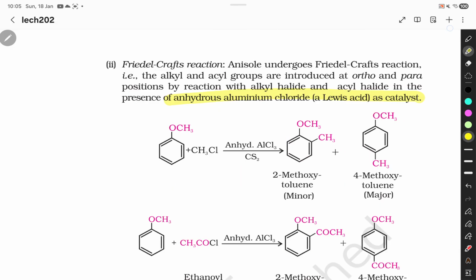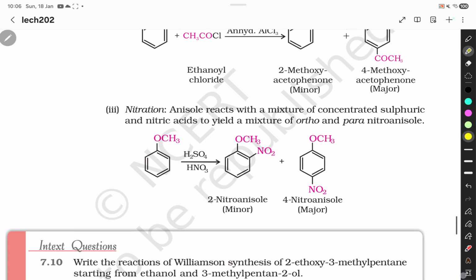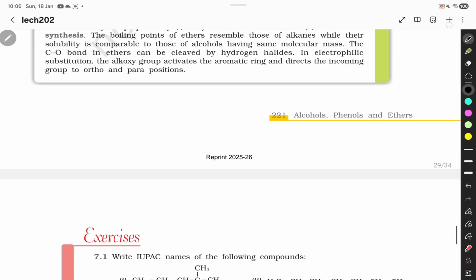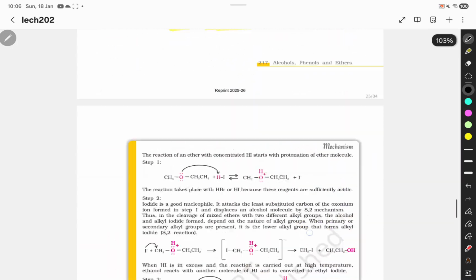So that's why. Friedel-Crafts, we know, I'm going to skip it. Anisole with nitration in nitrating mixture gives you only para. And that's where this chapter comes to an end.